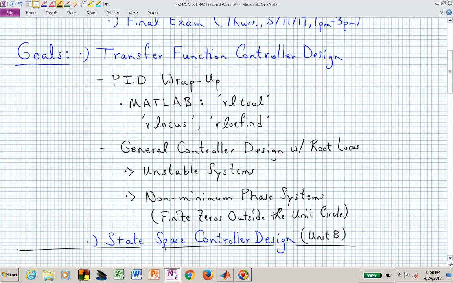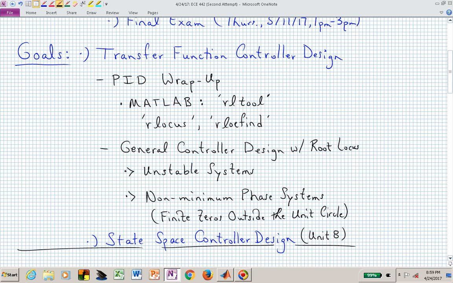After we finish with the PID controller, we'll still stay with transfer function based design, but we'll talk about general controller design with the root locus. By that I mean we still have our zero shaker and our pole shaker, and we want to be able to sprinkle the appropriate poles and zeros on the z-plane for the possibility of the case where we might have an unstable system, or a system that has zeros outside the unit circle, which are also called non-minimum phase systems. All of that will then finish up our transfer function controller design.